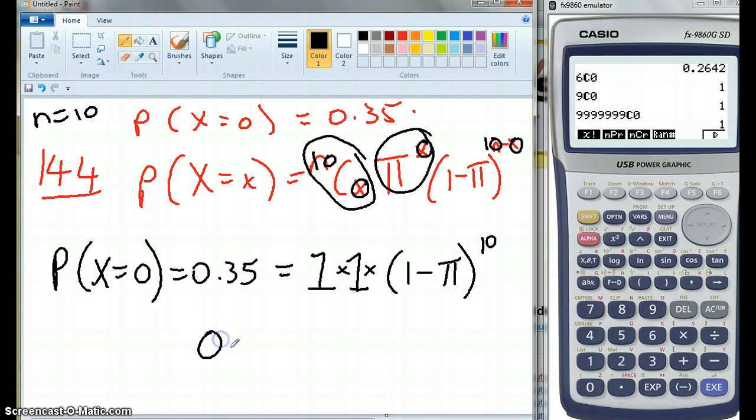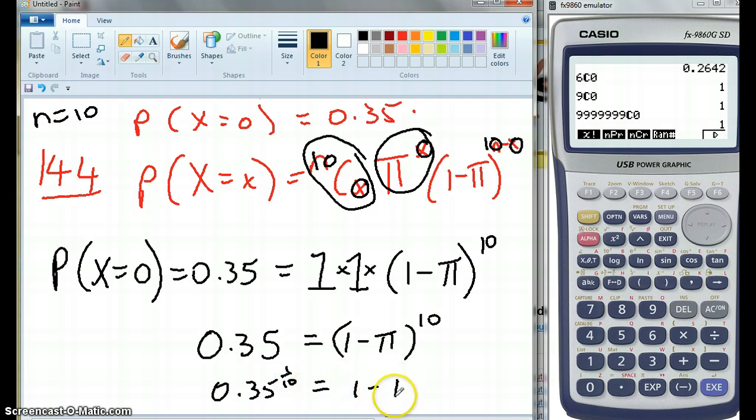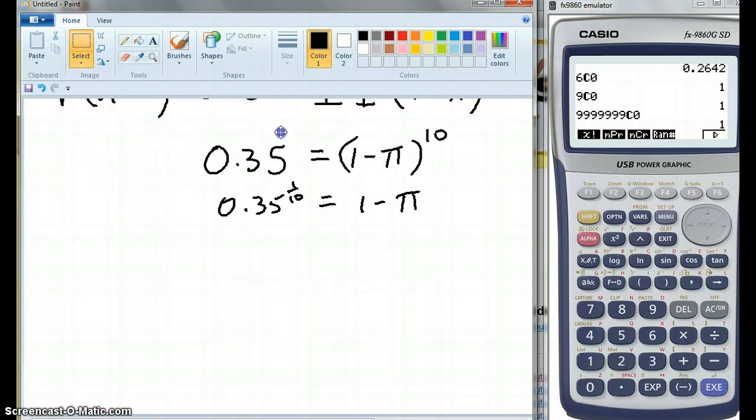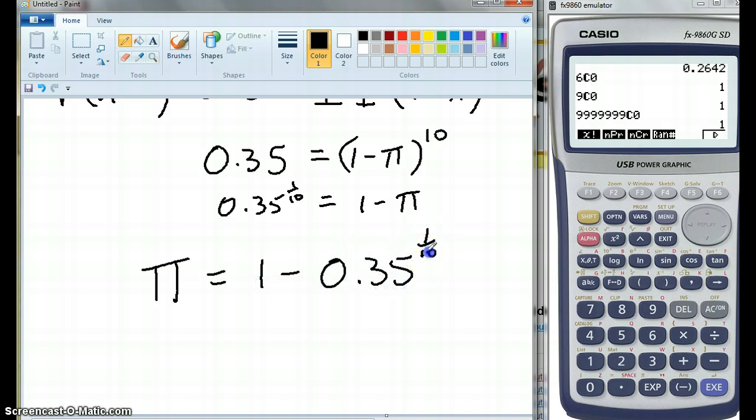So what we're solving is 0.35 equals 1 minus pi to the power of 10. So we know 0.35 to the power of a tenth equals 1 minus pi. So we know that pi equals 1 minus 0.35 to the power of a tenth.